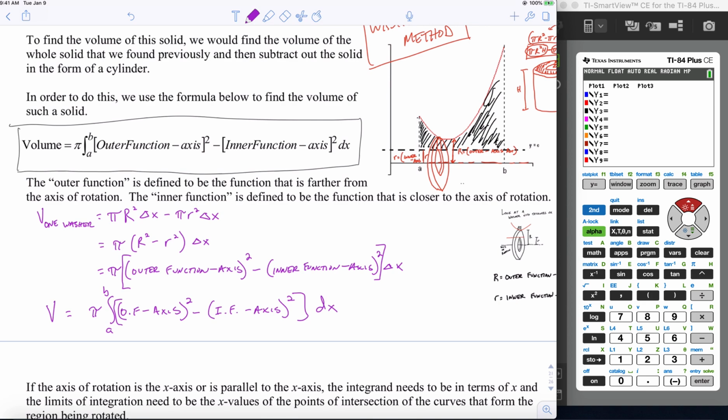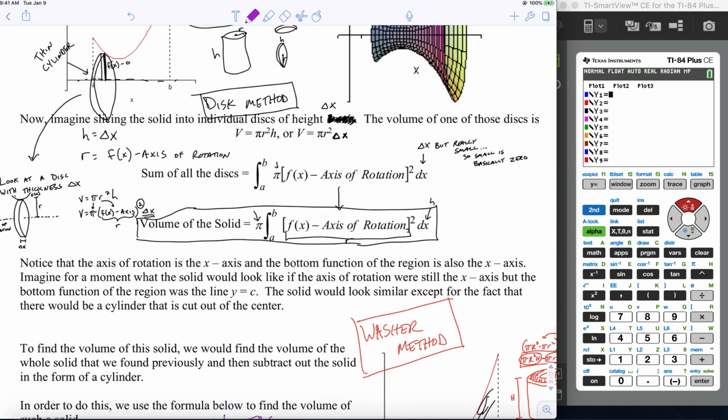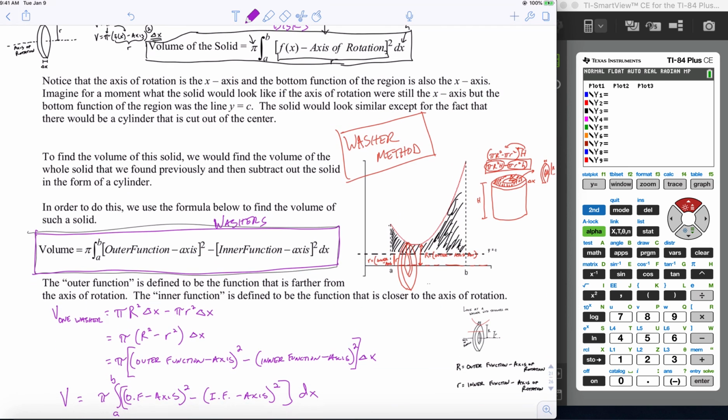All right, so that's kind of the parts of where this comes from. That's our volume formula for washers. This is our volume formula for disks. The difference is when the axis of symmetry is also the edge of the region.